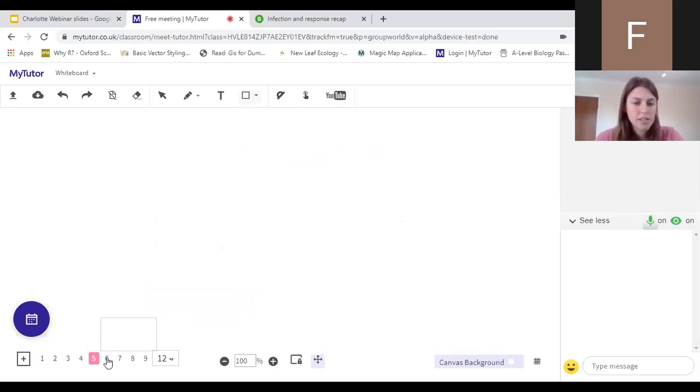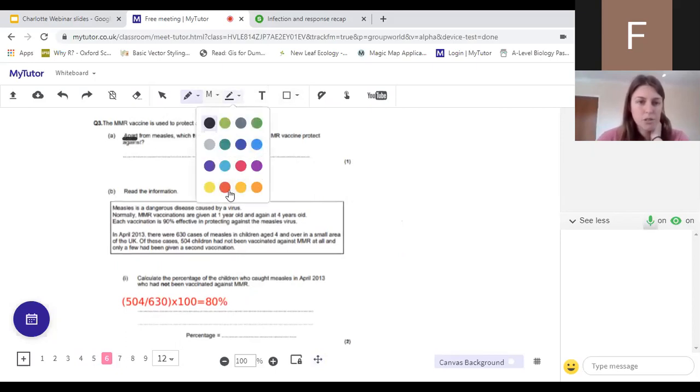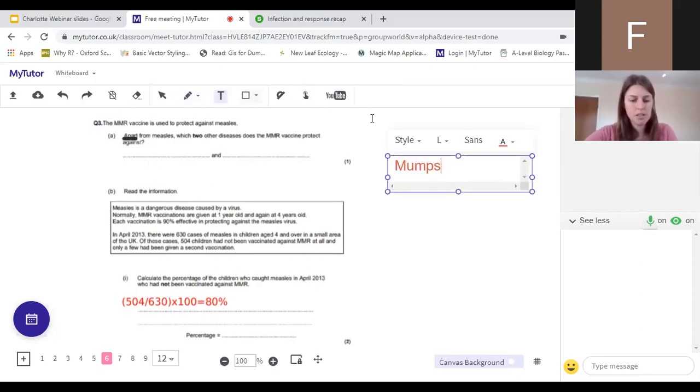So on that note, let's have a look at some exam questions. So I've started with a fairly simple one here. So the MMR vaccine is used to protect against measles. Apart from measles, I'm going to get my pen out so we can underline keywords. So apart from measles, which 2 other diseases does the MMR vaccine protect against? Okay, good. One's popped mumps and rubella in the chat. That is exactly what the other 2 are.